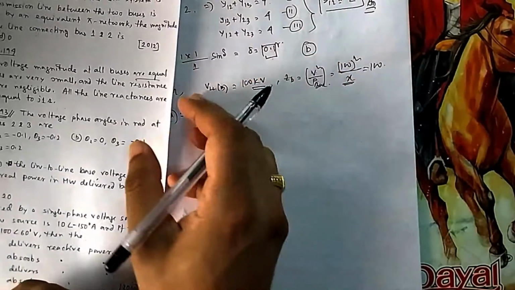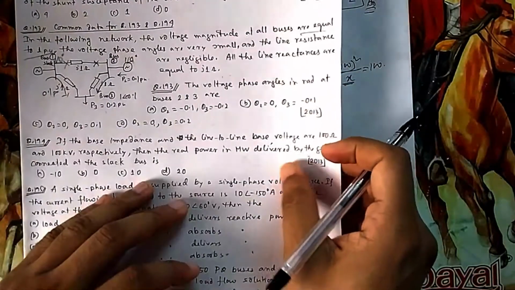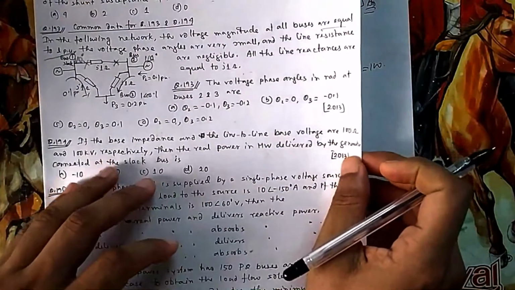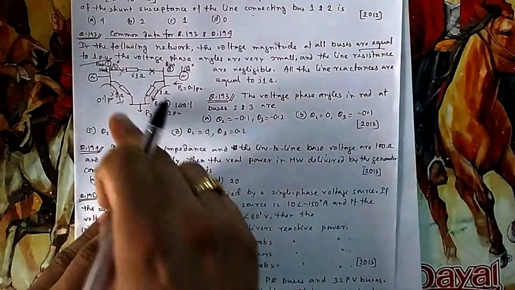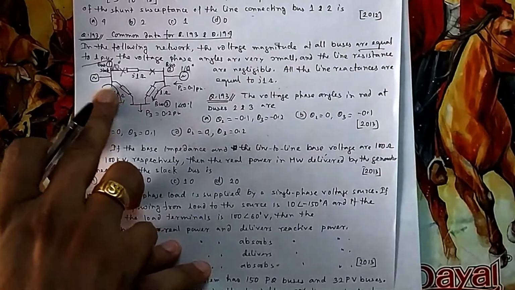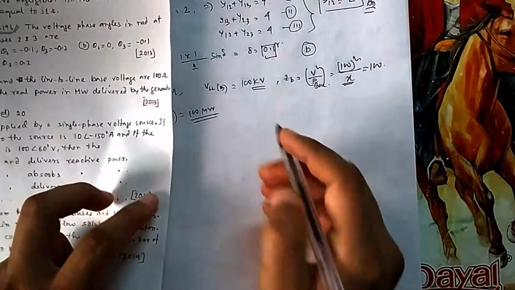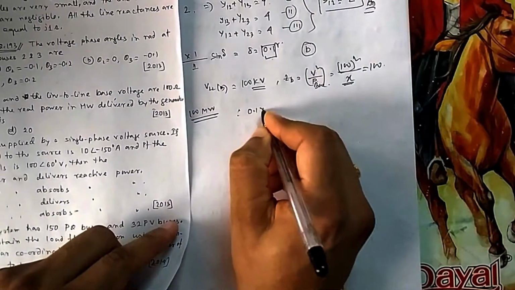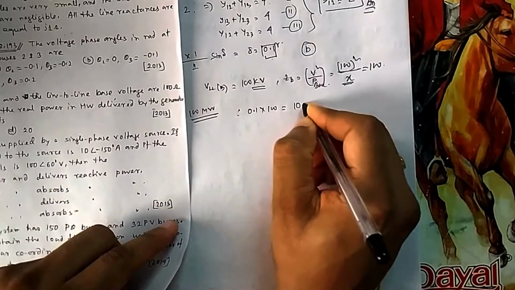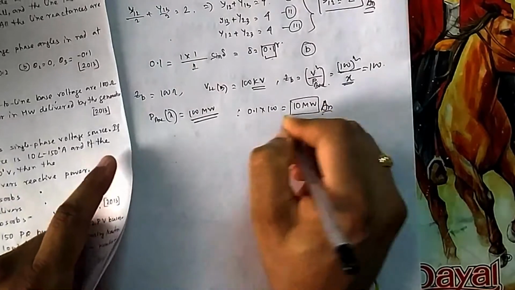So how much power was flowing? Now they are asking for the power delivered by the generator connected to the slack bus. So how much is the slack bus giving? The slack bus is giving 0.1 per unit. So in megawatt it is supplying 0.1 into 100, that is 10 megawatt. So that's why this is the answer.